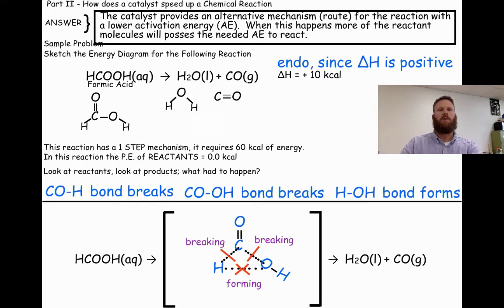Okay, so what would this energy diagram look like? Pause the video and try to draw this on your own. Use the information given here in the example. You are given the potential energy of the reactants, the energy required to form the activated complex, and the enthalpy for the reaction. You can do this. Pause the video. When you think you have it, press play to check your work.